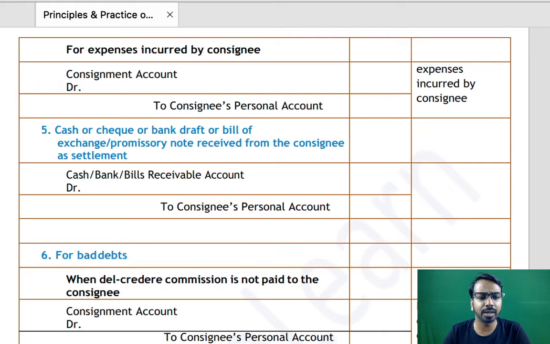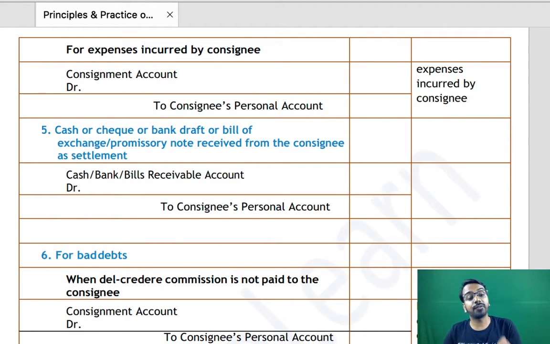Now, whom will you credit? Did you debit the sales to the respective debtors? No. Whenever you made the sales, you debited it to the consignee's personal account. Now, whenever there is a bad debt, you will credit it to the consignee's personal account.